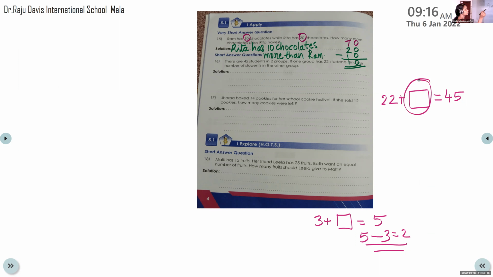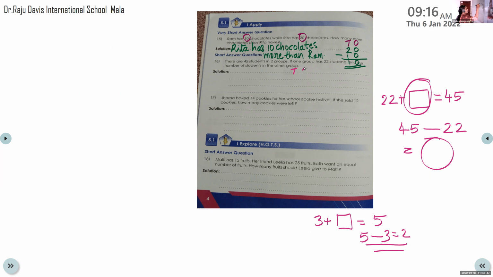So what do we have to do? What is the total number of students? 45 minus the number of students in one group, that is 22. So 45 minus 22, we will get the answer. Understood, Rayan? Yes. 45 minus 22. Now let's minus it. So 45 is the bigger number. Yes, your answer is correct.